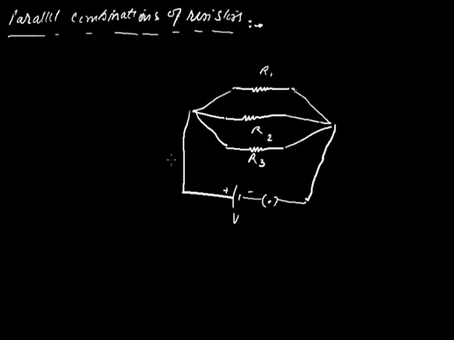When we switch on the circuit, current starts from the positive terminal of the battery. Suppose this one is I. At this point A, it is divided into three parts. Suppose through R1 the current is I1, through R2 the current is I2, and through R3 the current is I3. It means the total current of the circuit I will be I1 plus I2 plus I3. Because they are connected in parallel, the potential difference across each resistor will be the same as that of the battery.